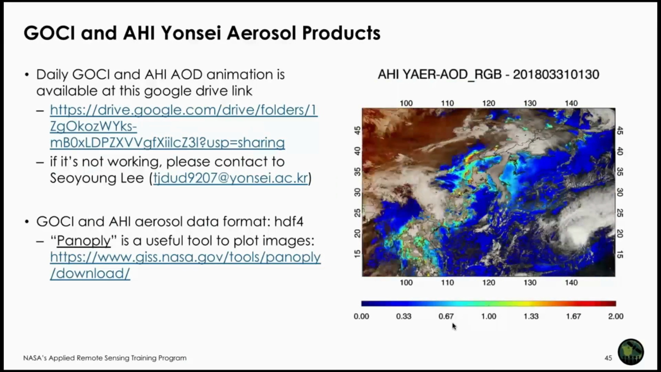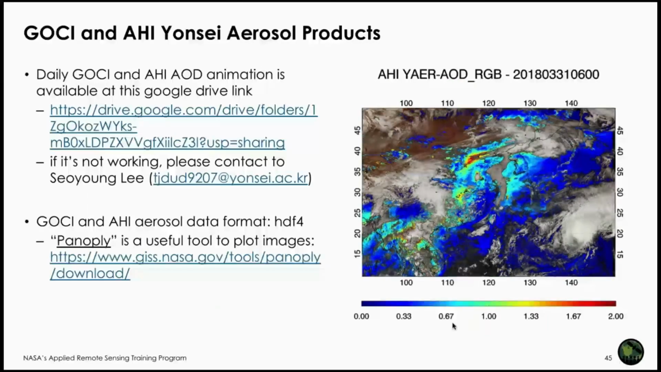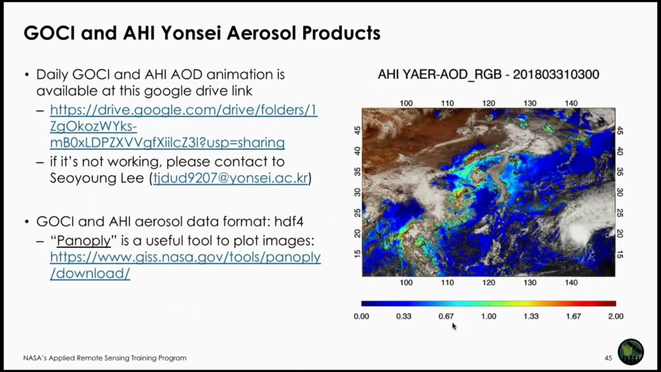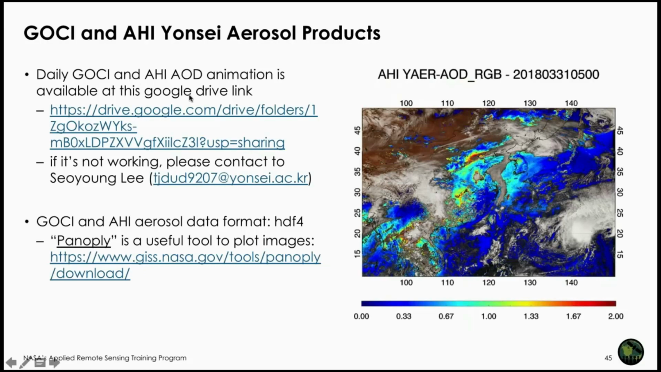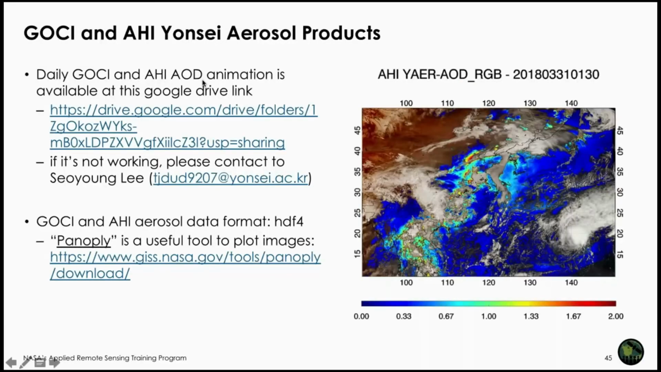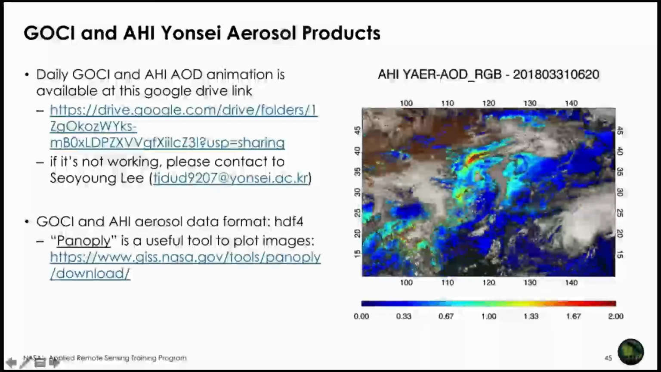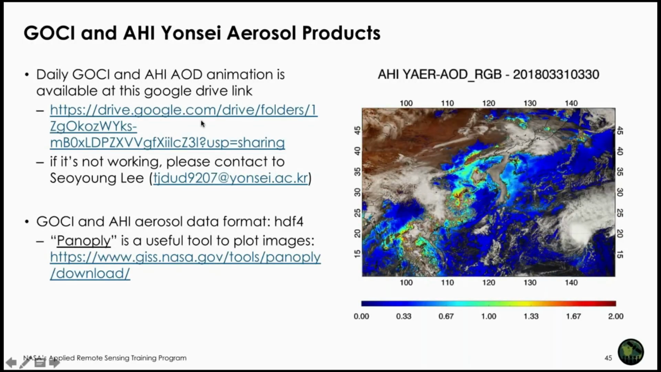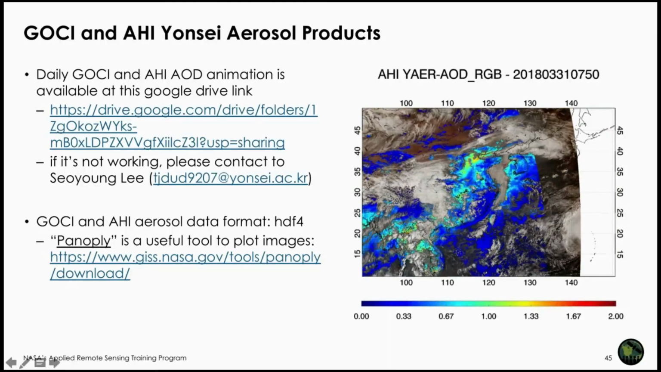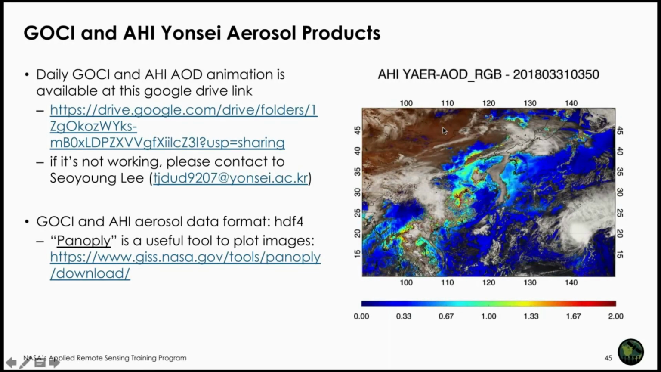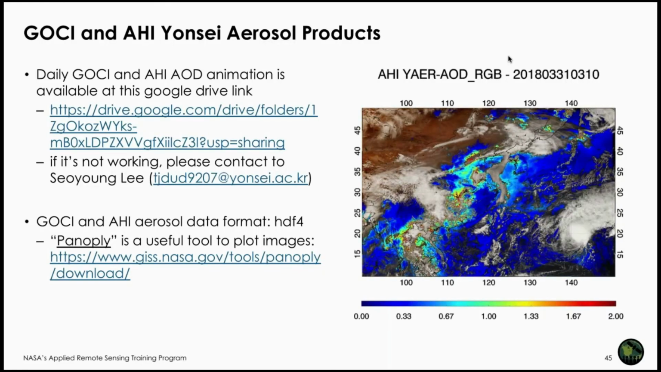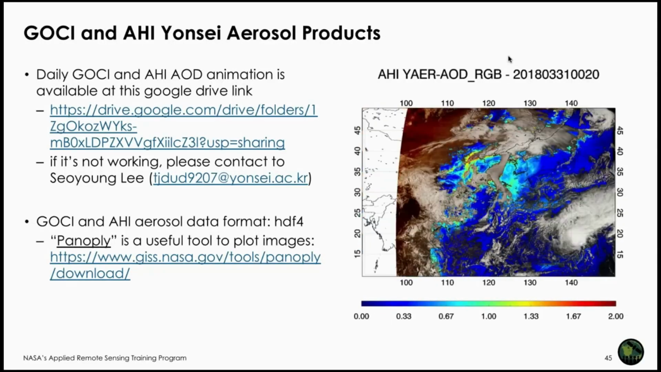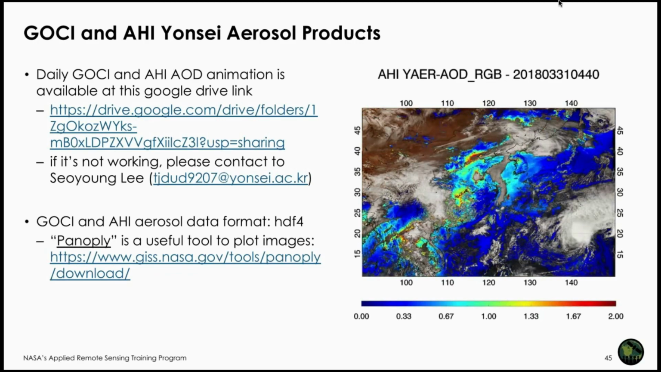This is just for checking the animation images, not exactly the aerosol data. You can download the daily GOCI and AHI AOD animation figures at this Google Drive link operated by our lab. You can get the 10-minute temporal resolution AHI image over the RGB image, so you can see the cloud condition and aerosol condition together, and also the 1-hour temporal resolution product of GOCI.